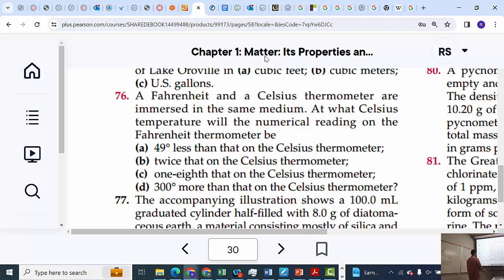So the 3 common problem-solving techniques. 1, dimensional analysis, to string together conversion factors. 2, algebraic equations, Celsius, Fahrenheit conversions, ambient temperature. 3, 2 unknowns. Two unknown problem. This is going to be an example of a two unknown problem. 76. A Fahrenheit and a Celsius thermometer are immersed in the same medium. At what Celsius temperature will the numerical reading on the Fahrenheit thermometer be, let's do B, twice that on the Celsius thermometer? And so they're asking for the Fahrenheit and the Celsius temperature.